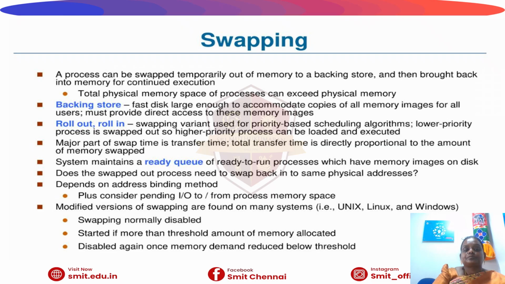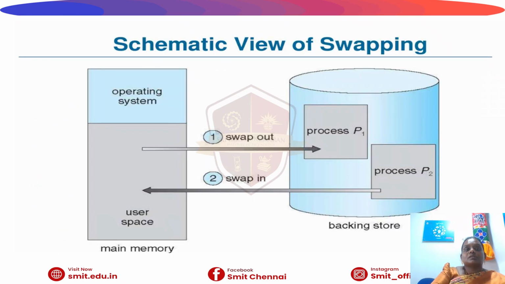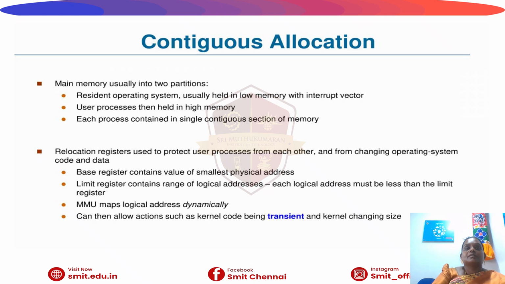And then, this is the example for swapping. And then the main advantages are better memory utilization and more processes can execute.